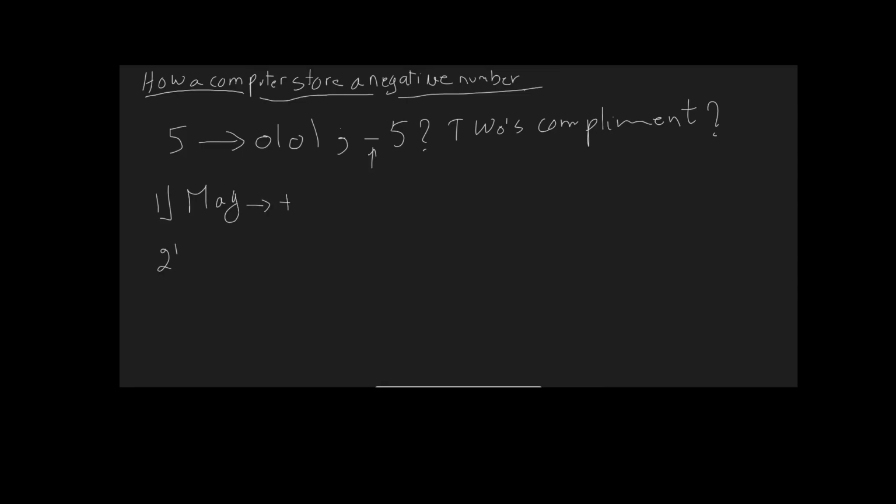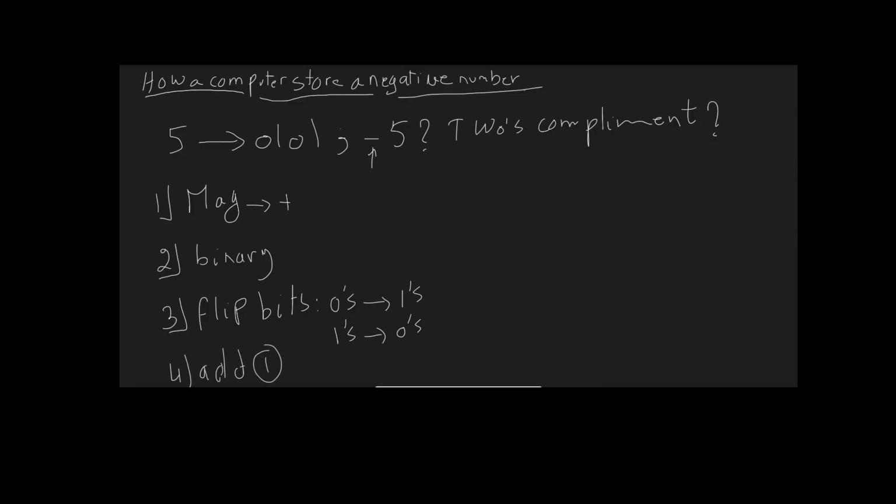Step 2, we find the binary number of the decimal number in step 1. Step 3, we flip all the bits of the binary number we obtain in step 2. When I say flip bits, that means all the zeros become ones, and all the ones become zeros. And the last step, we add 1 to the number in step 3.